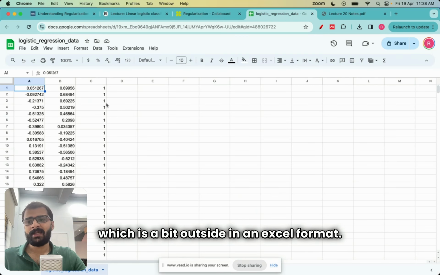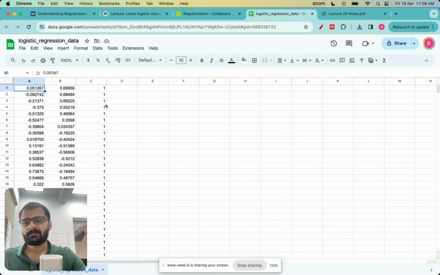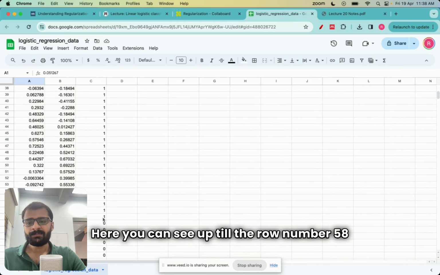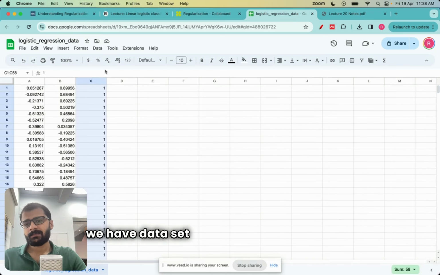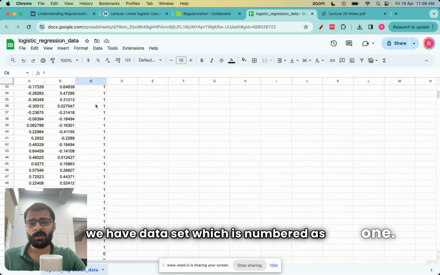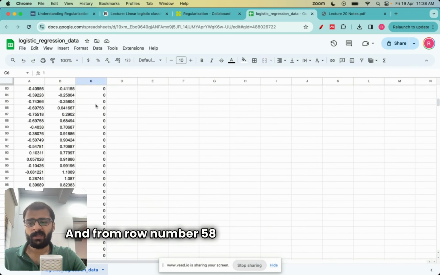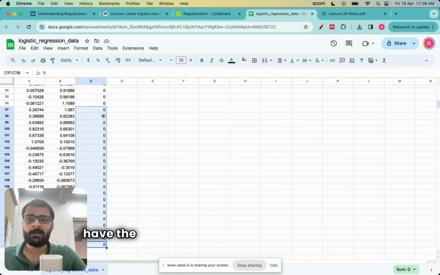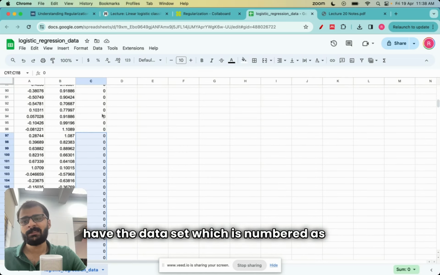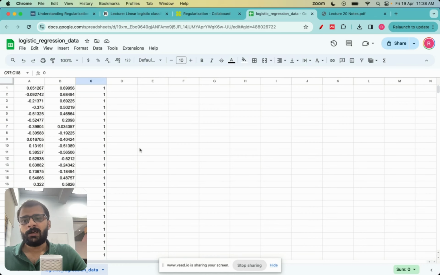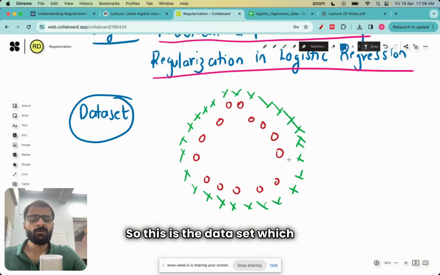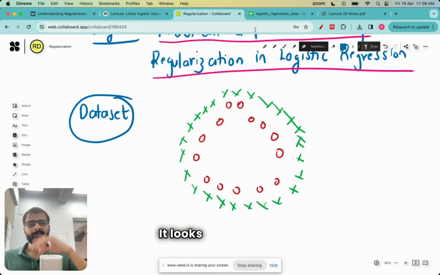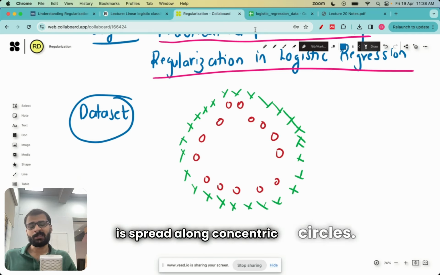In an Excel format, this data looks something like this. Here you can see up till the row number 58, we have a data set which is numbered as 1, and from row number 58 to row number 118, we have the data set which is numbered as 0. So this is the data set which we will also be importing into Python, but visually it looks something like this. It looks like the data is spread along concentric circles.